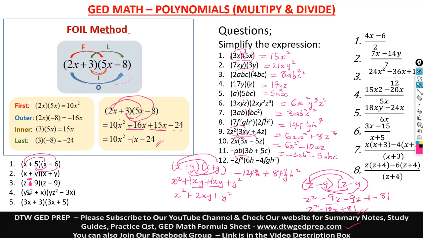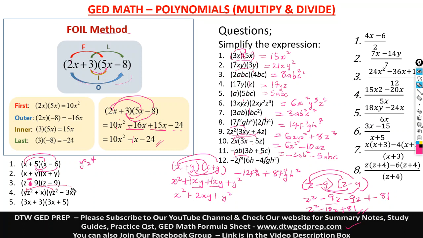Question 4. So we have yz squared times yz squared. That will give us a y squared z to the 4. You see that? Okay? Because the powers will add. There's one power here, one power, it will add.